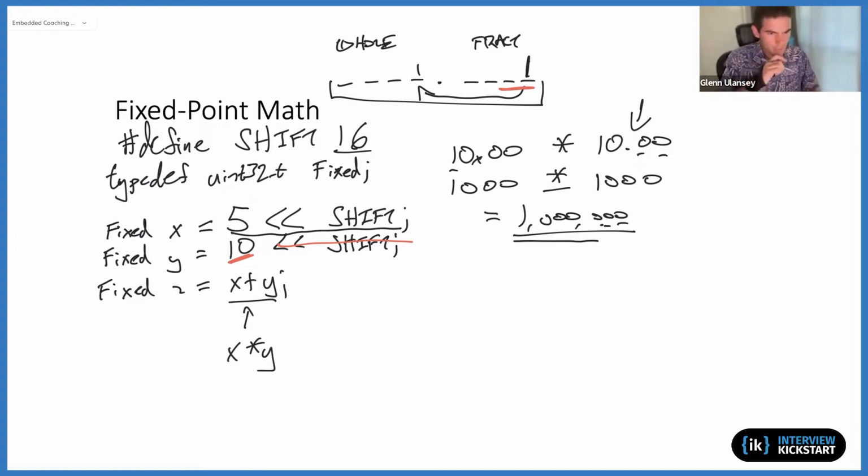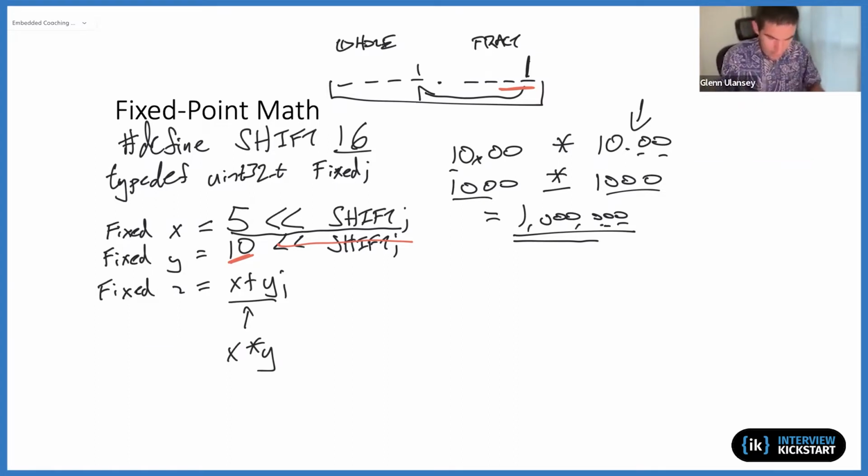So what we need to do whenever we multiply 2 fixed point numbers is divide by the shifting factor, or that scaling factor. After we've done this multiplication, we then need to divide it by however much we shifted it in the first place. So let's look at this from more of a C perspective instead.